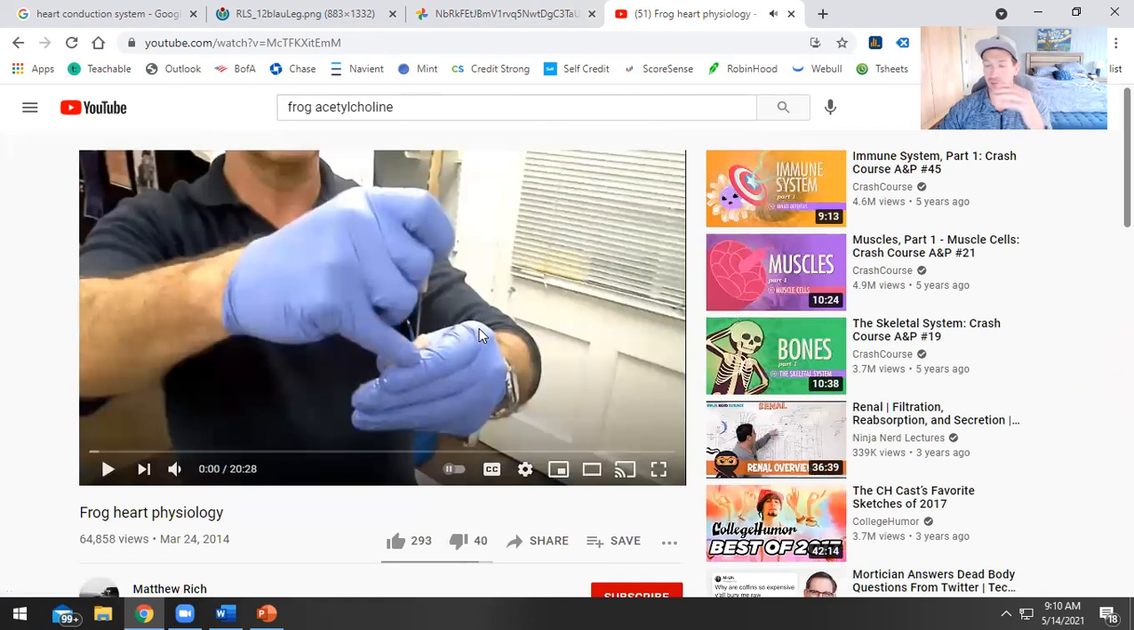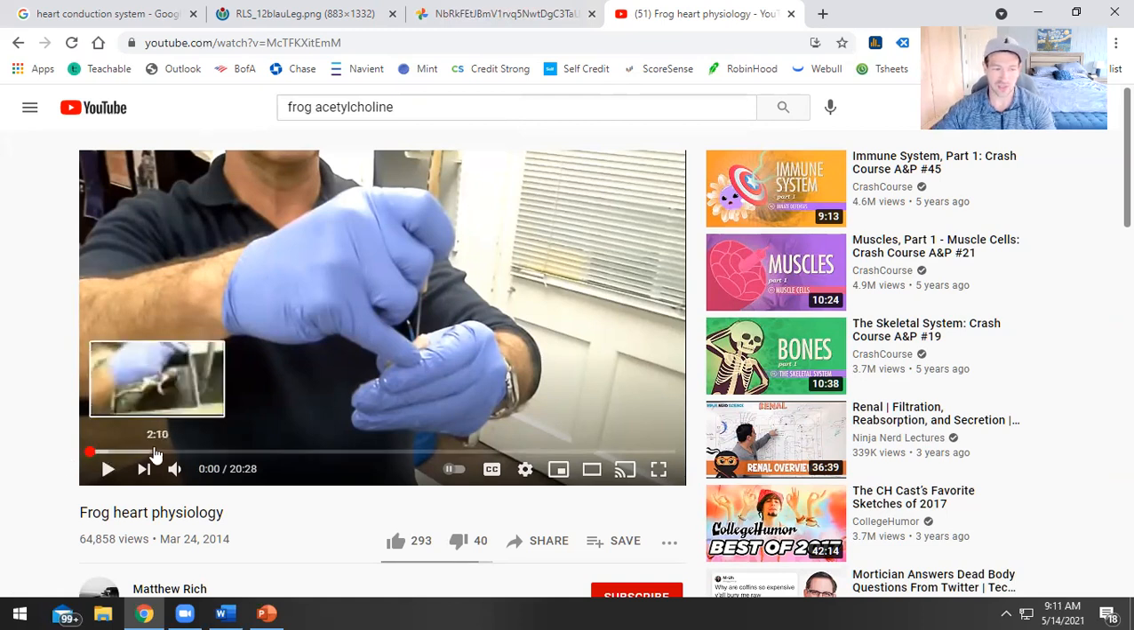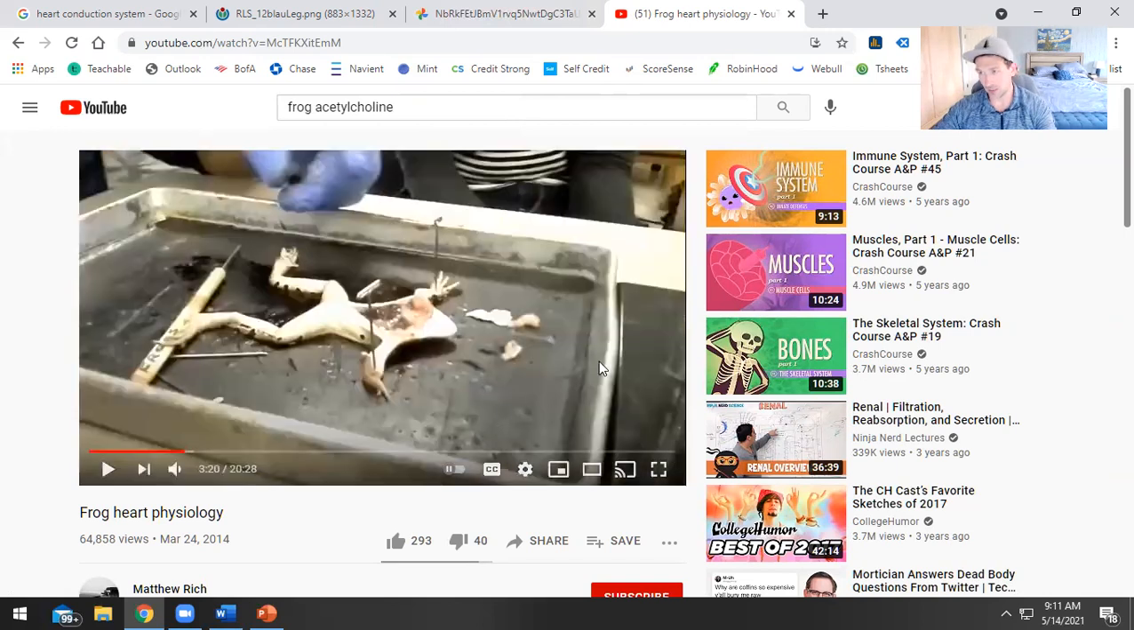But if we look right here, remember yesterday we talked about how acetylcholine is this chemical that triggers reactions, right? It triggers a muscle to contract, right? That's what we talked about yesterday. Well, acetylcholine does the exact same thing in your heart as well. It actually triggers the contractions here. So they've got this little dead frog. This guy's been gone for a long time.